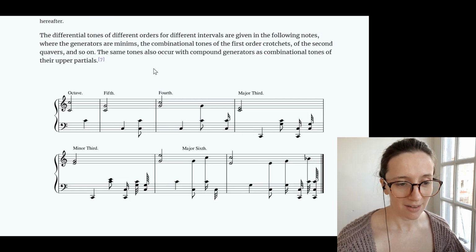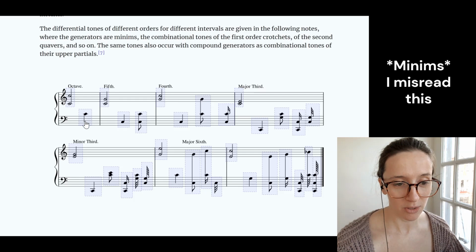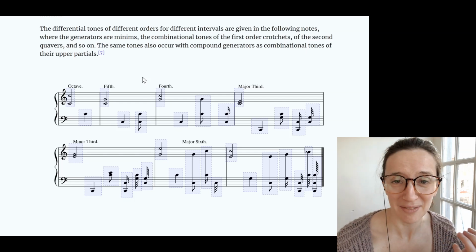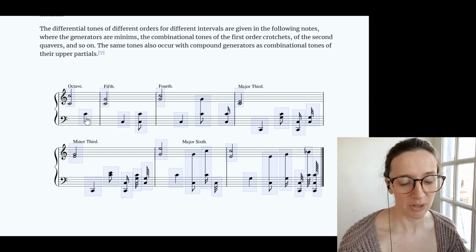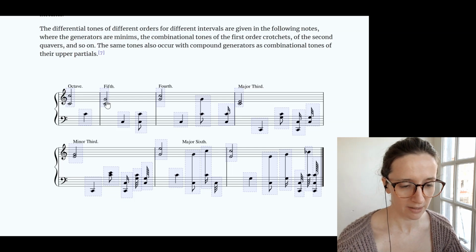Huh. Okay, so I guess half notes are minims, quarter notes are crotchets, and eighth notes are quavers? I've never heard that before. But the octave is in unison, the fifth.